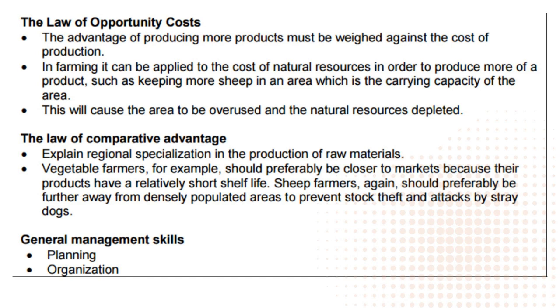The law of comparative advantage. It explains regional specialization in the production of raw materials. Vegetable farmers, for example, should preferably be closer to markets because their products have a relatively short shelf life. Sheep farmers, again, should preferably be further away from densely populated areas to prevent stock theft and attacks by stray dogs. General management skills. Planning.